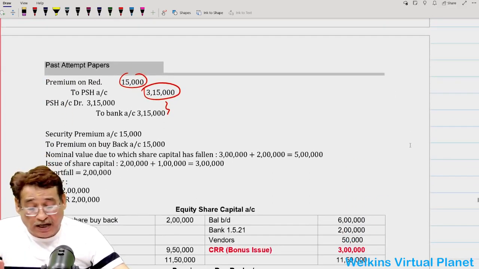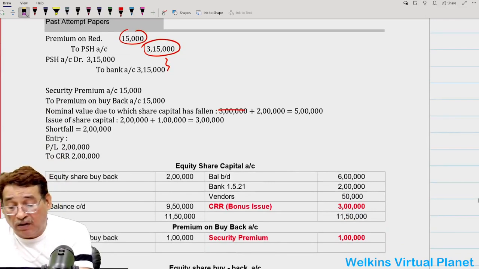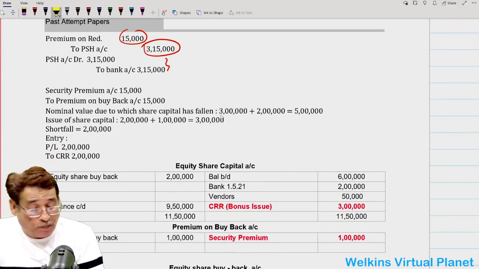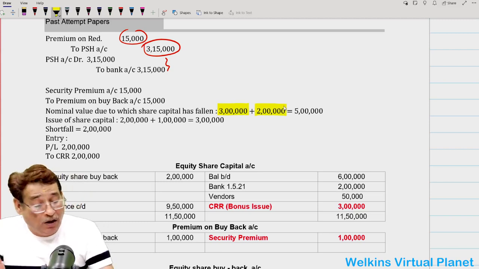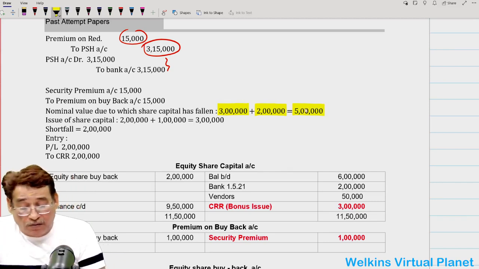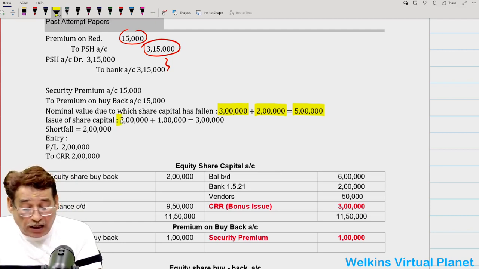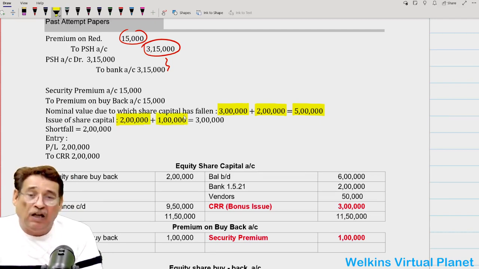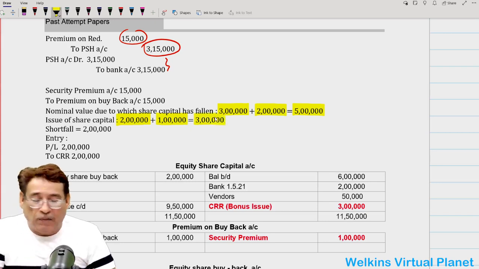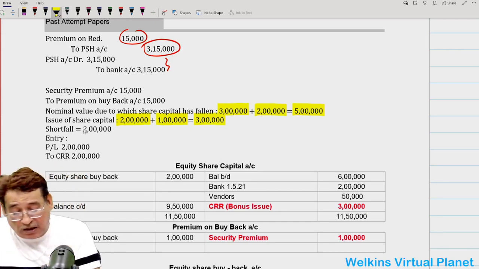Correct. Now the problem is that you have just seen that you have bought back 3 lakh worth of equity share capital and 2 lakh worth of preference share capital. On account of this, what will happen? Your capital structure will reduce by 5 lakh. Your total capital structure will get reduced by 5 lakh. However, we will see that we are also issuing 2 lakh worth of equity share capital and 1 lakh worth of preference share capital. That we will see just in a moment. So total share capital is also increasing by 3 lakh. 5 lakh worth of share capital is falling, 3 lakh is increasing, but still there is a shortfall.